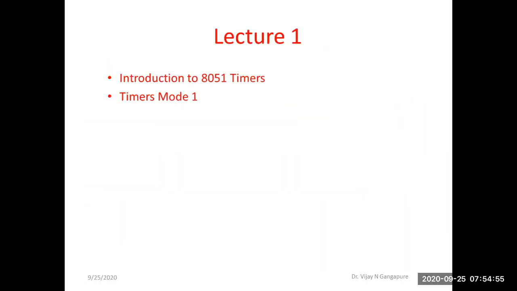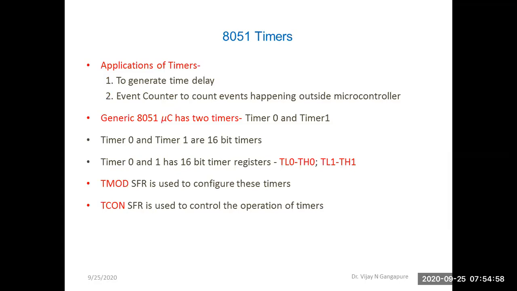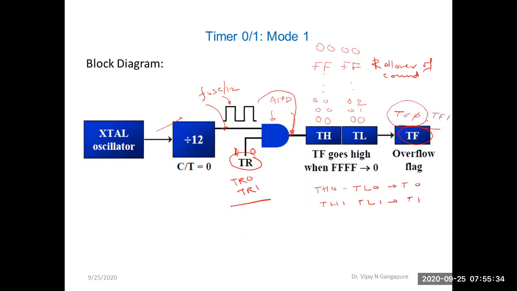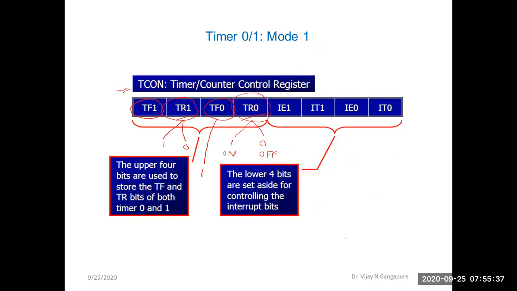So we started with an introduction to timers. We saw applications of timers, then timer 0 and timer 1. There are three kinds of registers related to timer 0 and timer 1: the timer registers, TL0 TH0 in case of timer 0 and TL1 TH1 in case of timer 1. Then there is TMOD, an 8-bit SFR, to configure these timers, and to control the operation of timer 0 and timer 1, there is the TCON register. So this is the TMOD register or SFR, and this is mode 1, and this is the TCON SFR.